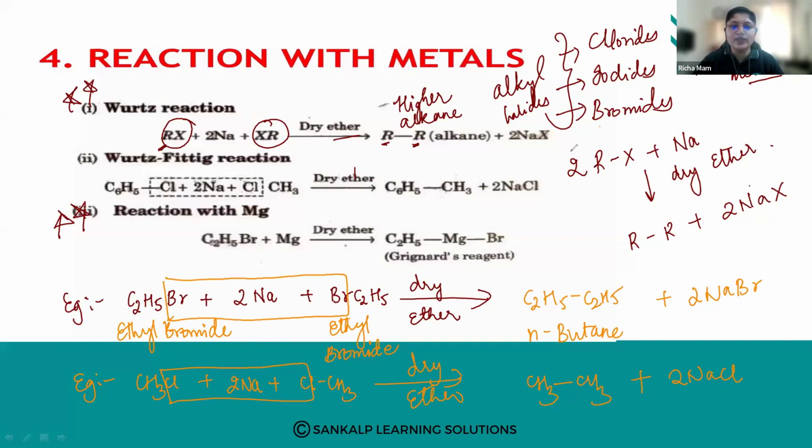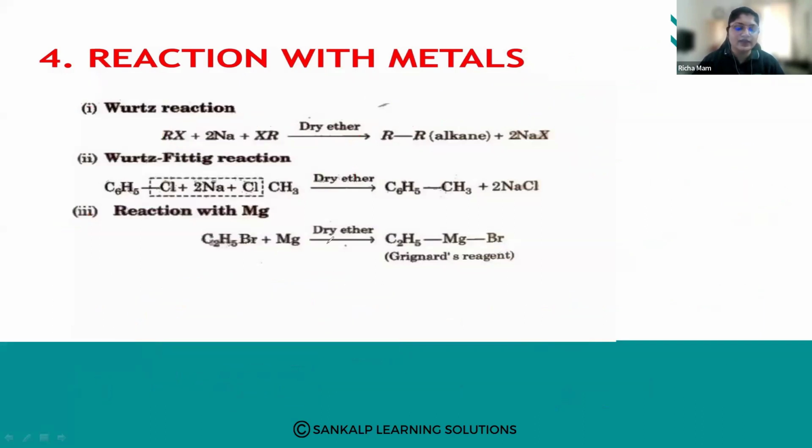Haloalkanes, when they react with sodium metal in the presence of dry ether to give higher hydrocarbons, this reaction is called the Wurtz reaction. Then the next reaction is the Wurtz-Fittig reaction. Till now, whatever we have studied are the reactions of haloalkanes. We have not completed haloalkanes yet, but this one is about haloarenes, so let us take the Wurtz-Fittig reaction with haloarenes only.